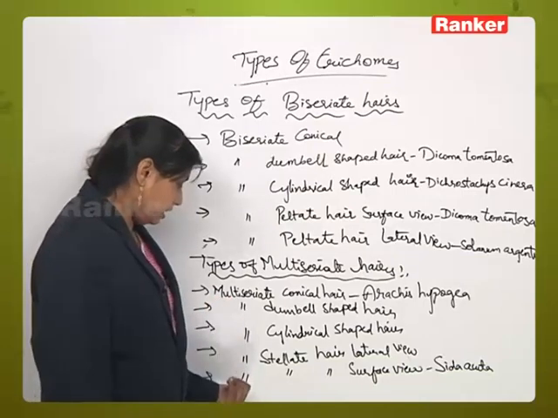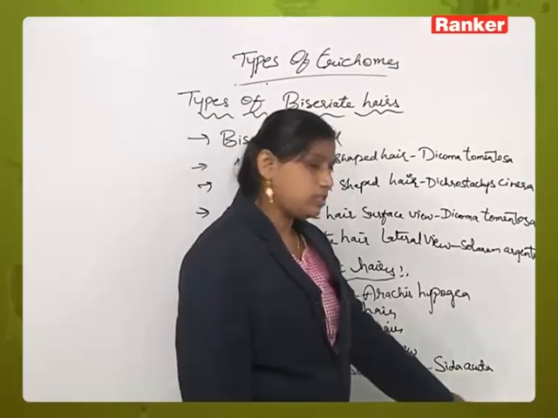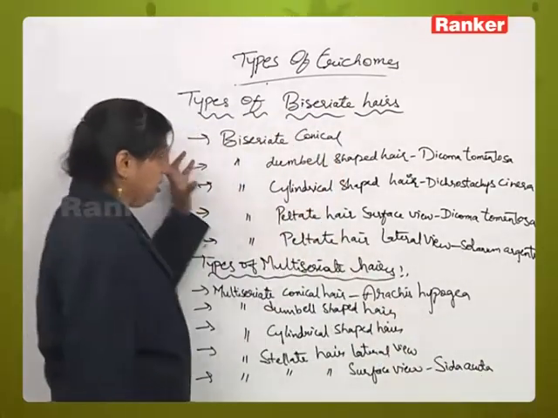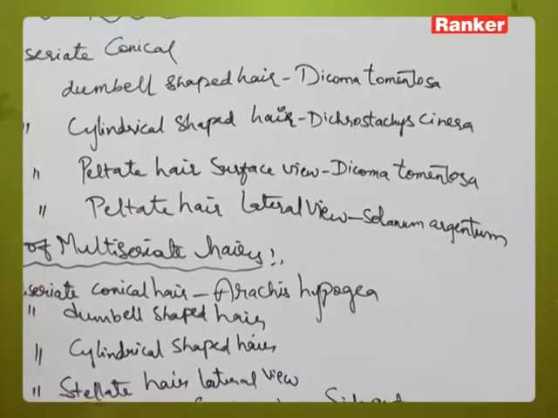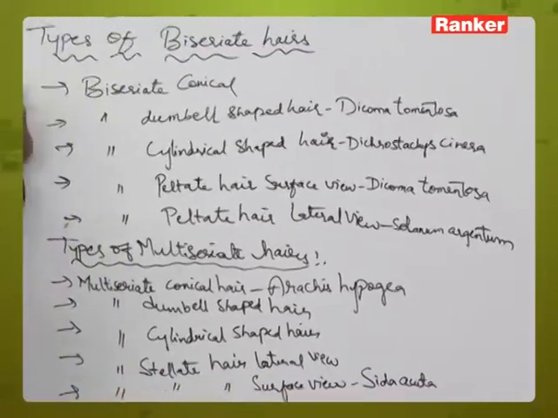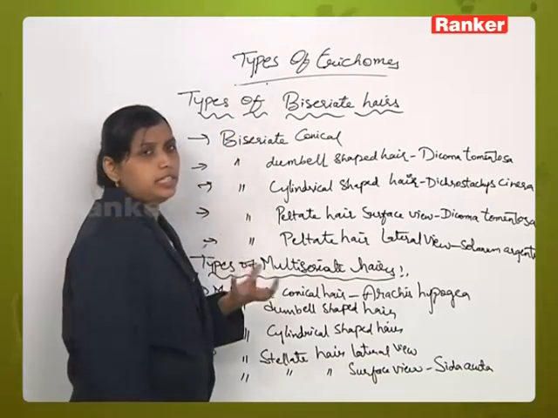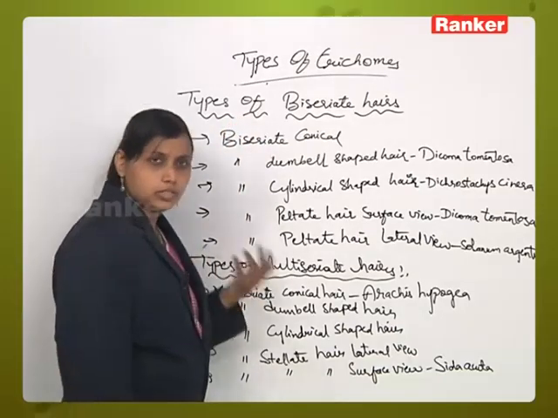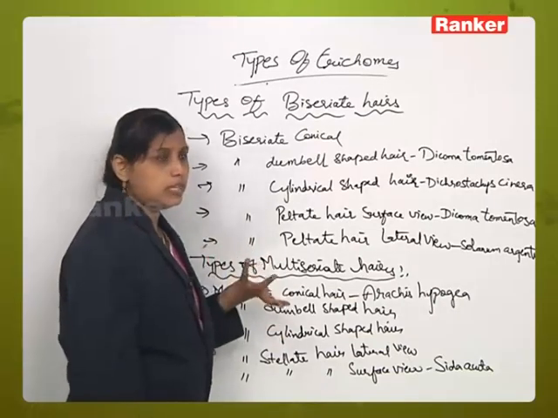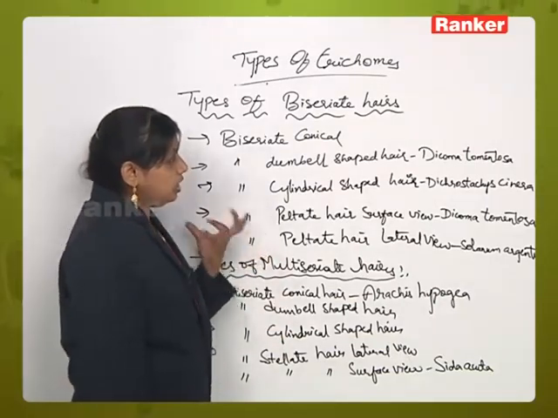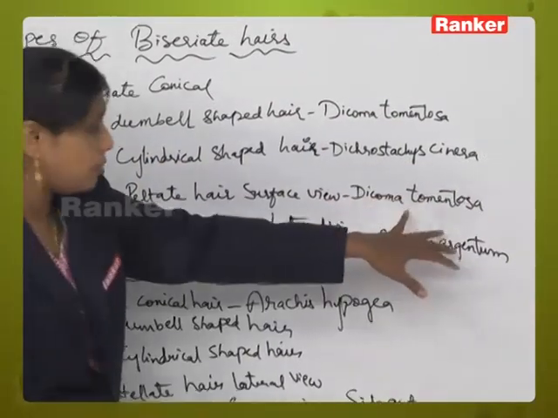Okay, next is multiseriate stellate hair in surface view. You will see an example of Sida acuta. So these are the different types of biseriate and multiseriate hairs. Totally, these are the examples in the trichomes chapter for every individual type of hair: unicellular, uniseriate, biseriate or multiseriate. We are not going into depth on each subject. From the exam point of view, each type has specific examples given, so questions may come.